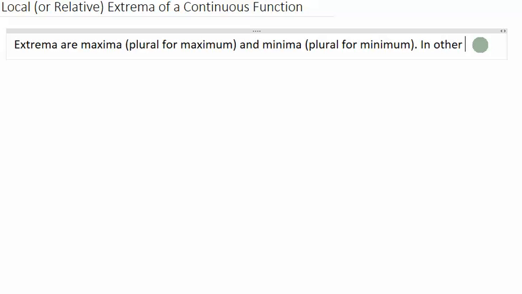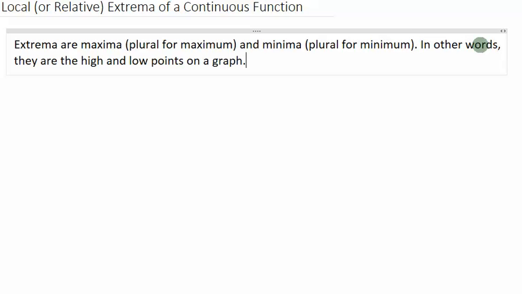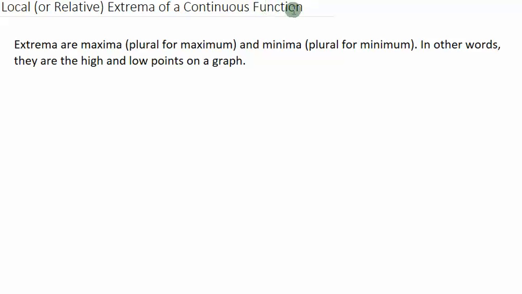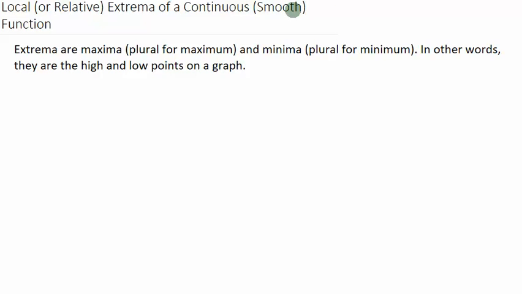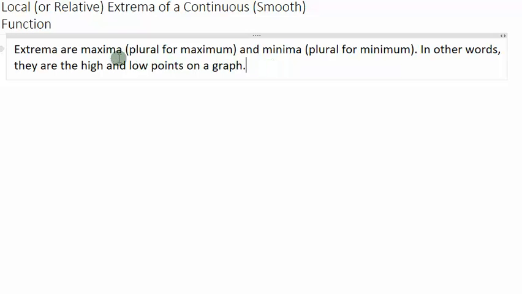In other words, they are the high and low points on a graph. And when you're dealing with a continuous function, or just basically a smooth function with no breaks in it, then this is actually very simple. So writing it down may be the hardest part. You have to understand the way to write it. But let's do an example.